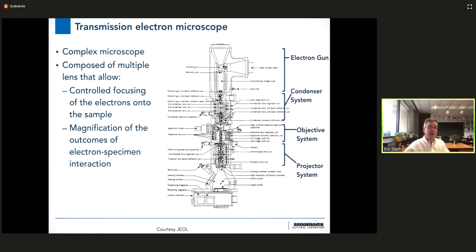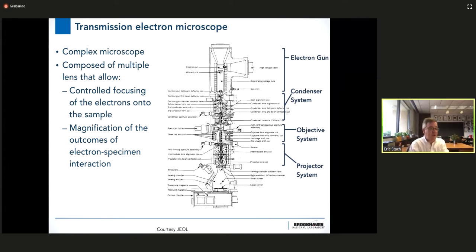Below the electron gun, you see the condenser system. This is the portion of the microscope that allows you to control the size of the beam that you are using to impinge upon the sample. The objective region is your primary imaging lens. That's the one that gives us both diffraction and magnification information. And then in the projector series, there's 4 or 5 different lenses that allow you to magnify either the diffraction pattern or the image down onto some form of imaging media.